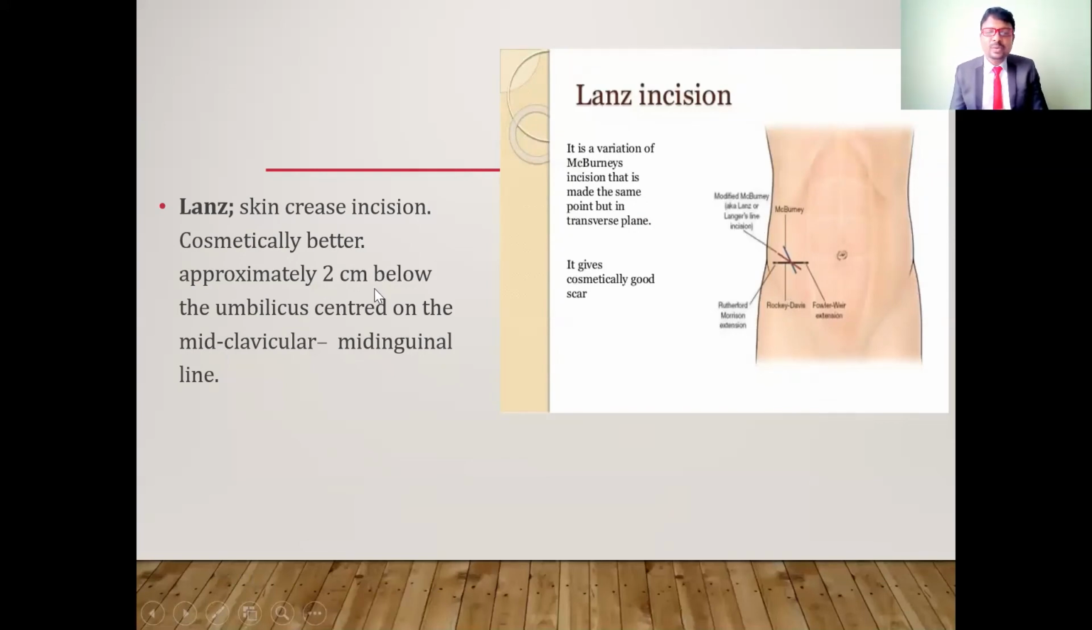The Lanz incision is made exactly 2 centimeters below the umbilicus, centered at the mid-clavicular and mid-inguinal lines. If you see the mid-clavicular and mid-inguinal regions, this is exactly 2 centimeters below the umbilical level, at the mid-inguinal and mid-clavicular points. That incision is called the Lanz incision.